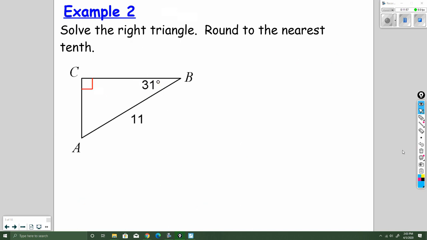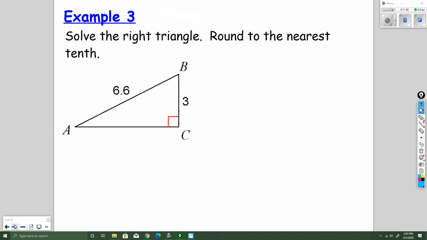Clear the board. Here we go. Let's look at this next one. So now we're starting with two side lengths. Whenever we have two sides out of three in a right triangle, we can find that third side. So we could find b pretty easily here. Let's just use the Pythagorean theorem. So that's 6.6 squared equals 3 squared plus b squared. Now we're just going to solve from here.